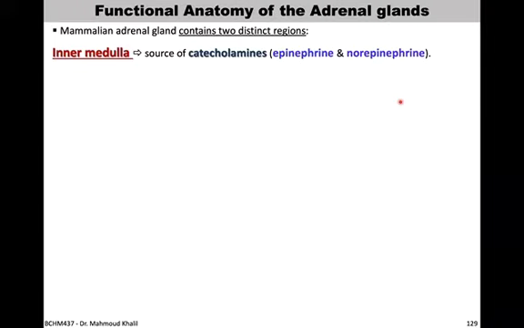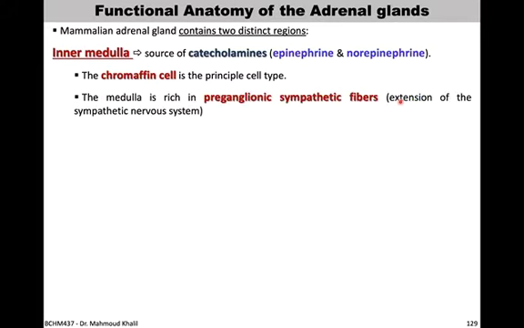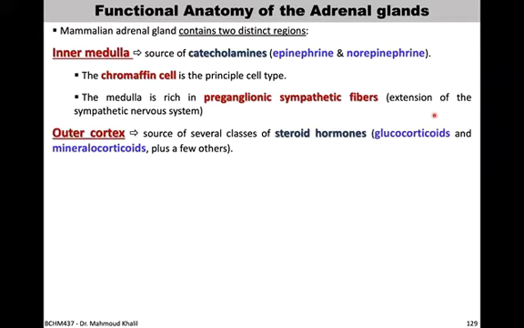What's the functional anatomy of the adrenal gland? The mammalian adrenal gland, as we said, has two distinct regions: the inner medulla, which is majorly the source of catecholamines, the two famous hormones epinephrine and norepinephrine. The principal cell type is called a chromaffin cell, and the medulla is rich in preganglionic sympathetic fibers, which are an extension of the sympathetic nervous system. That means you're not able to control any impulses or stimuli to the adrenal gland.